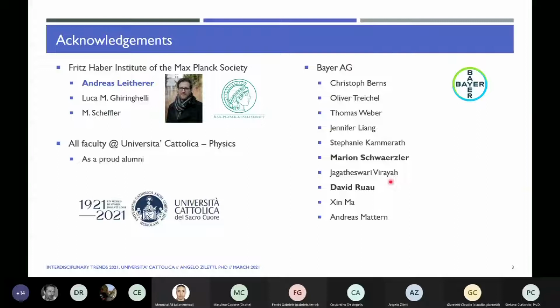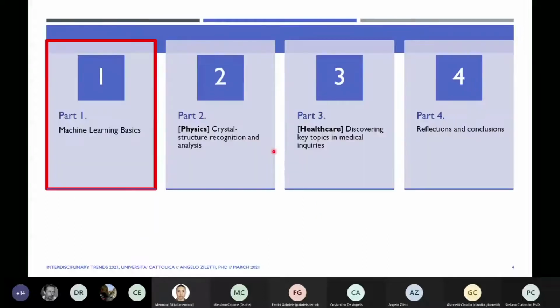So first, I would like to acknowledge the people that I work with in the last few years, in particular the Fritz Haber, and I will present the work that has been done together with my PhD student there when I was there, Andreas Leiterer, and then Bayer AG, where I am now, and also the faculty in Università Cattolica. I'm a proud alumni, so everything I know about physics, they taught me. So thanks a lot. So let's start with some machine learning basics.